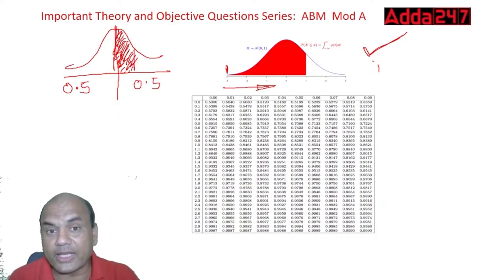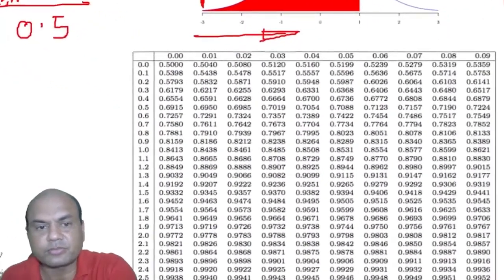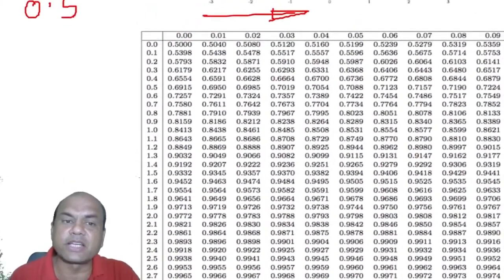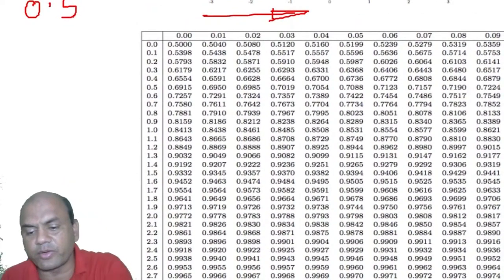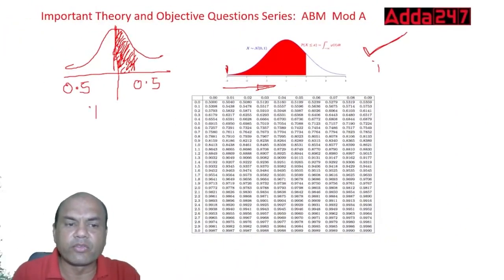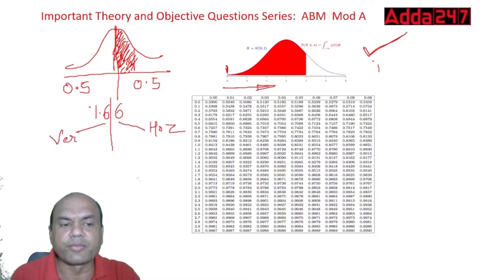Now what am I saying? I'll explain. Let's find this z value first. What was that z value? 1.66. So see here, how do you divide this z? Divide it like this: 1.6 and 6. Make it two parts, 1.6 over here and 6 over here. This 6 will be checked horizontally, and this 1.6 will be checked vertically.